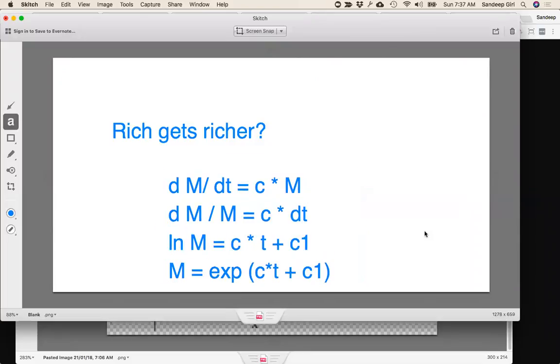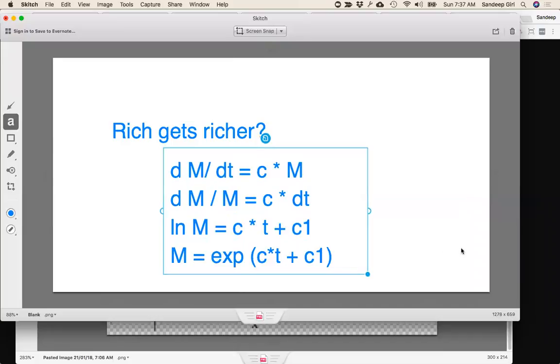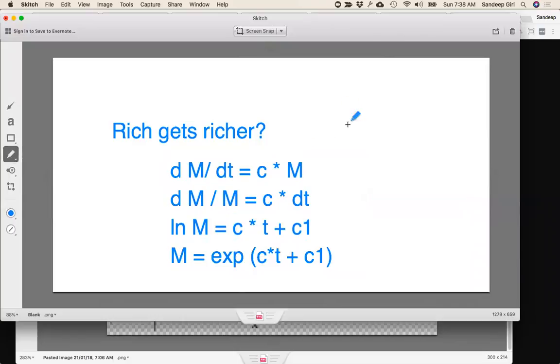Okay, so rich gets richer essentially means that the curve of money, if we draw the money against time, right, is going to be something really high. Okay, not like this. This became just too much. So something like this one.